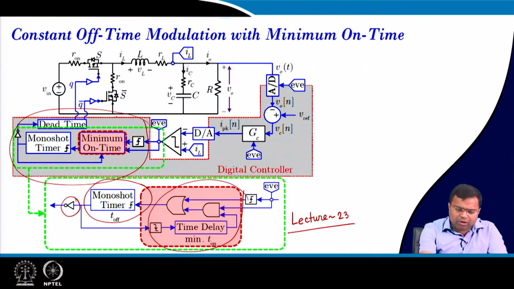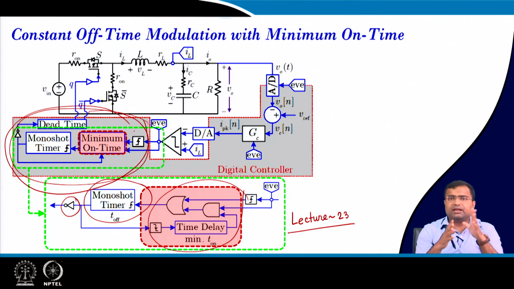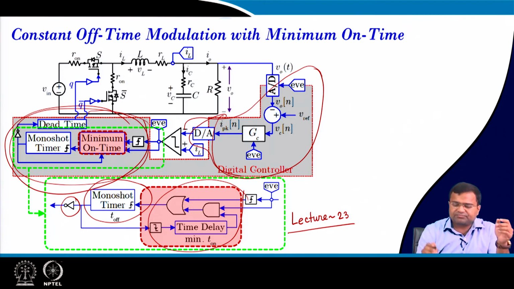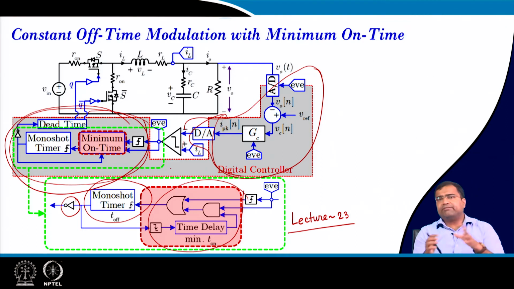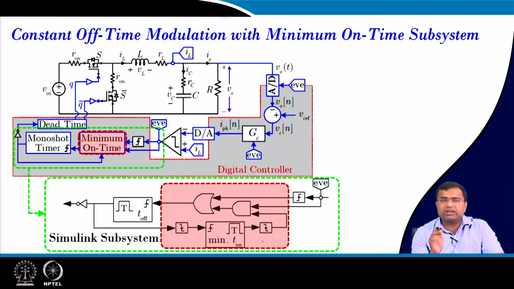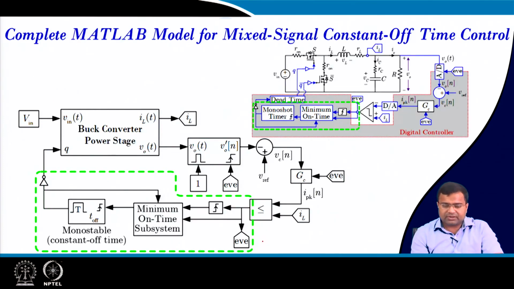So, all these blocks are common. This block is common for analog control as well as this mixed signal control, but this block is different. That means this block is different, including this DAC. Remaining this analog comparator, everything else is common. So, here as I said, this is common, and I will go to the MATLAB simulating block, and we have to incorporate the minimum on time. Then we will go for the complete custom MATLAB model.